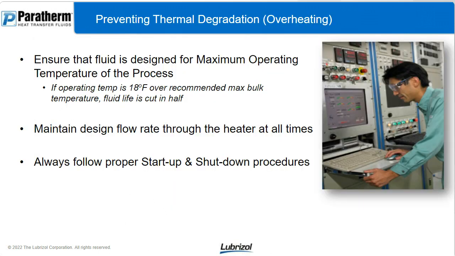So ensure that your fluid is actually designed. We talked about that safety cushion. You don't want to specify a fluid that is spec'd right up to what your operating temperature is going to be. Leave a degree of safety there. Leave a degree for error. Because if you increase the fluid 18 degrees over its max bulk temperature, you'll cut the life of the fluid in half. So you want to make sure the closer and closer you get to that higher operating temperature, you're cutting the life of the fluid in half, then in half, then in half over and over again. Always want to make sure you maintain the design flow rate and always follow those startup and shutdown procedures.